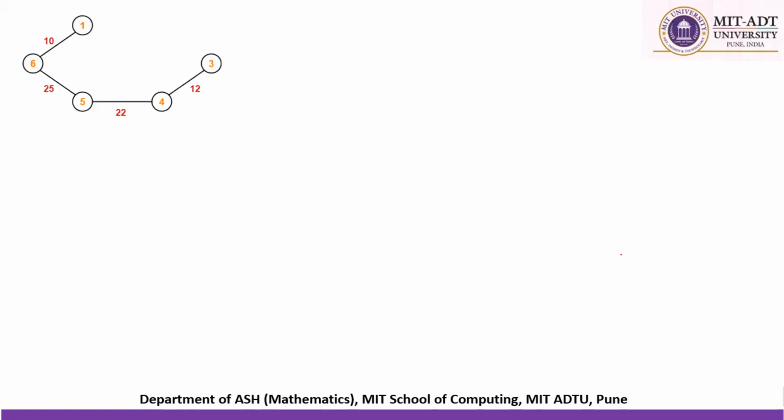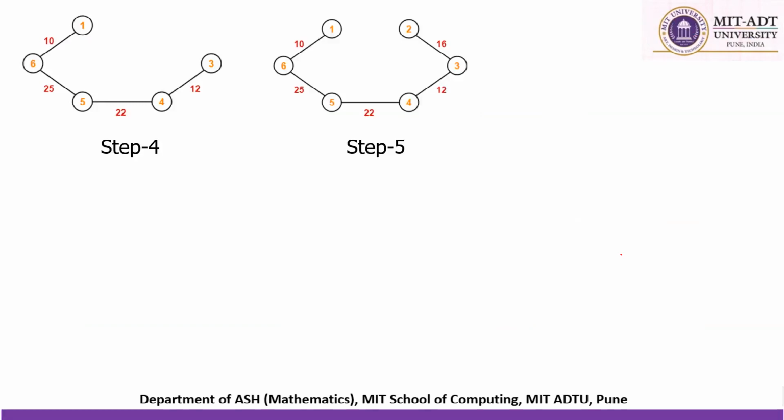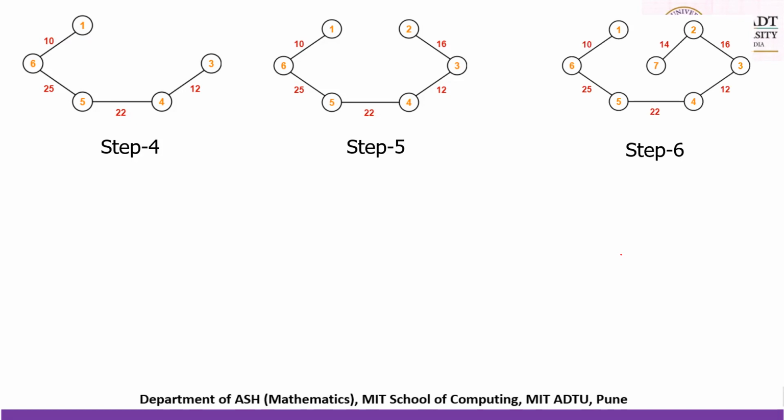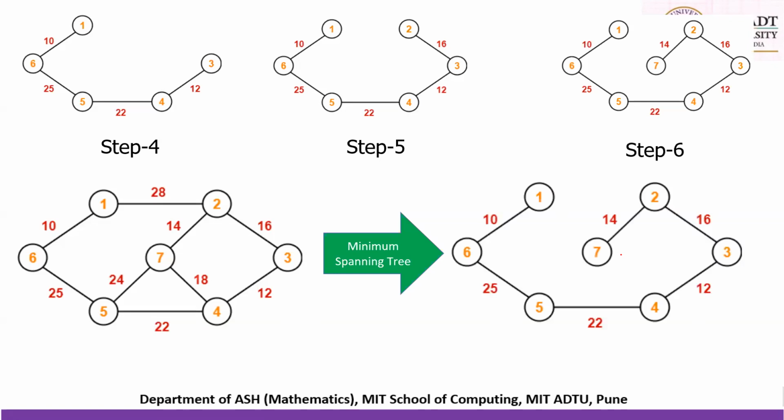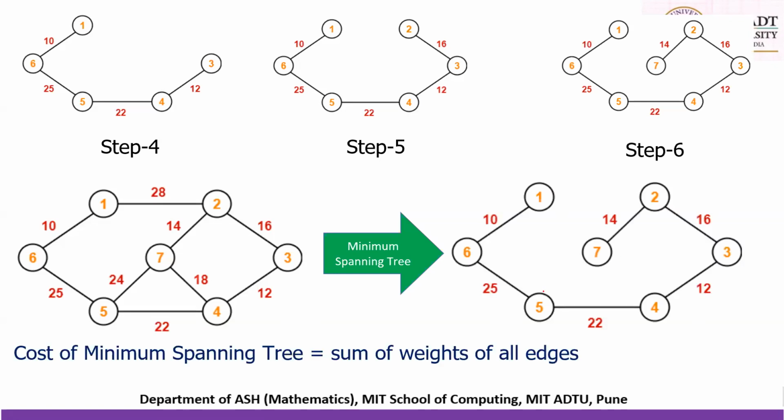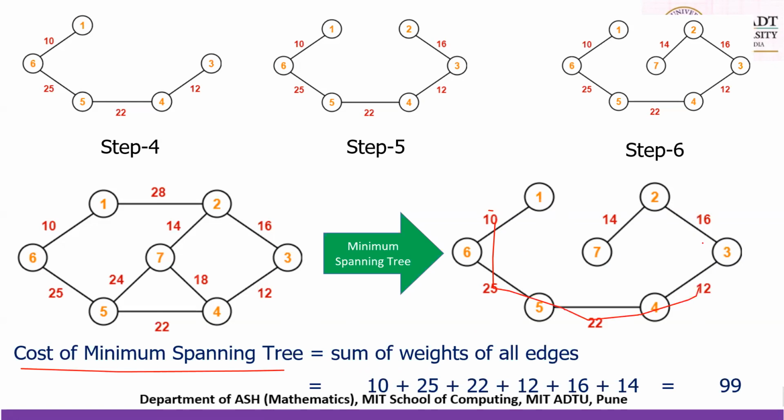Let me go ahead. So this is what it is, the minimal spanning tree is this. And what is the minimum distance? The cost of the minimum spanning tree is the sum of the weights of all the edges. So 10 plus 25 plus 22 plus 12 plus 16 plus 14, which is equal to 99. So this is the complete procedure with the example of Prim's algorithm.